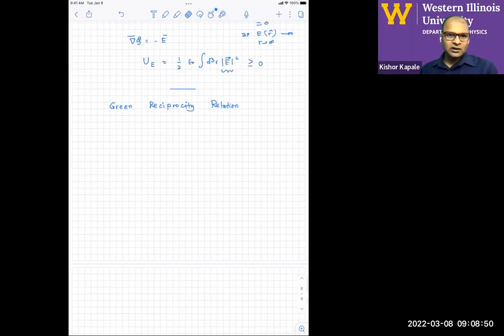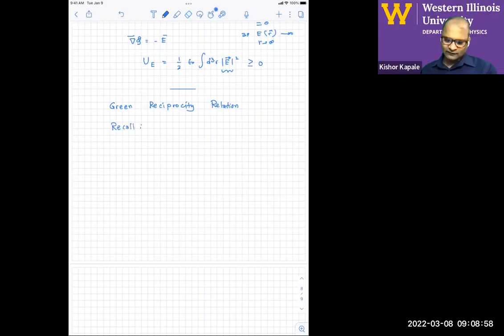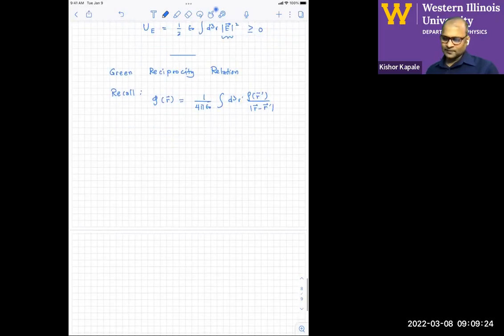Very straightforward there. Okay, so let's recall the definition of the electric potential for a charge distribution. And I'm calling it definition because it essentially comes from Coulomb's law. Right, so just the charge distribution, integral over the charge distribution divided by the distance, right?